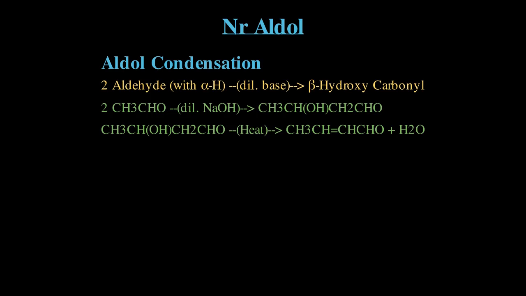How does it work? The mechanism is key. Step 1. The base removes an acidic alpha hydrogen to form a resonance-stabilized enolate anion. Step 2.